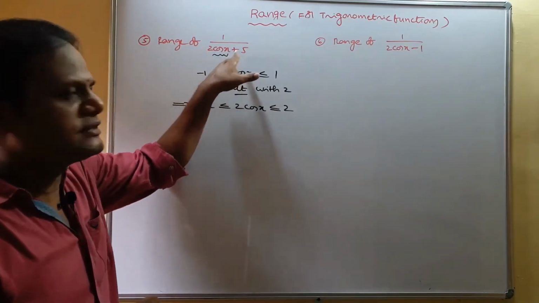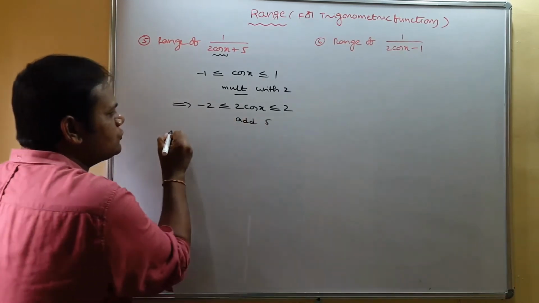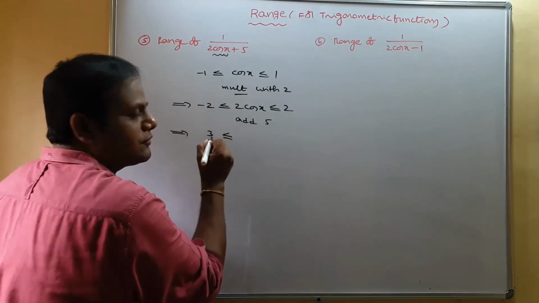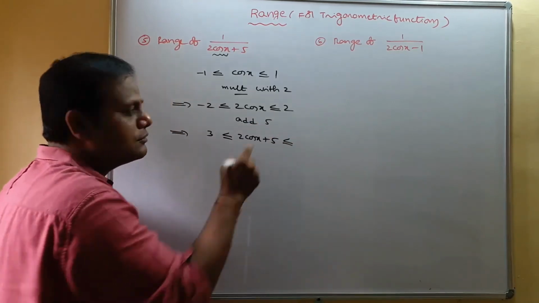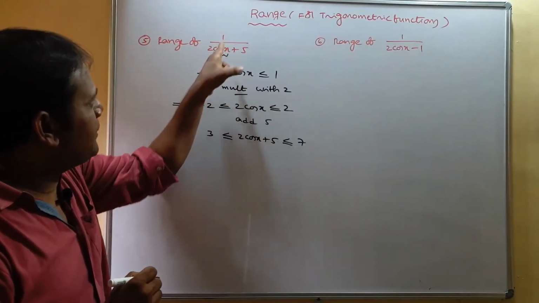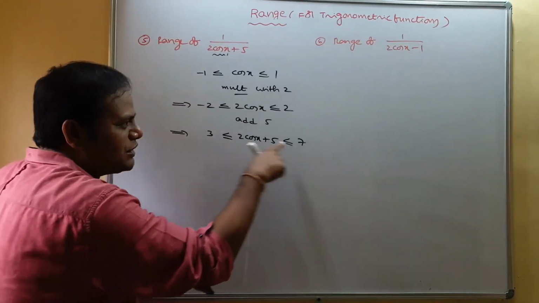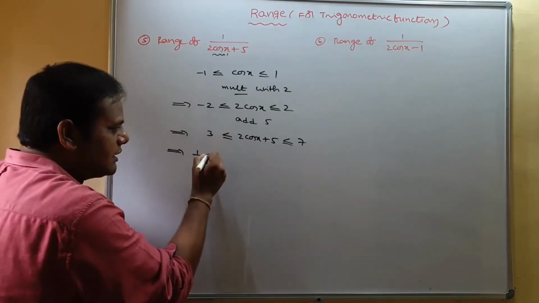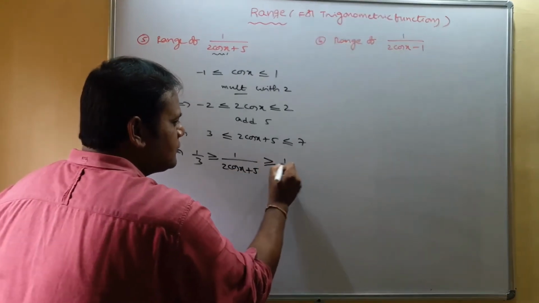Here we have 2 cos x plus 5, right? So add 5. If you add 5 to this, what we get? Minus 2 plus 5, so that is 3, less than or equal to 2 cos x plus 5, sorry, less than or equal to 2 plus 5. It is 7. We want 1 by 2 cos x plus 5 values, right? Take the reciprocal. Observe this. It is positive. This is also positive. So directly you can take the reciprocal. 1 by 3, less than becomes greater than or equal to 1 by 2 cos x plus 5 greater than or equal to 1 by 7.